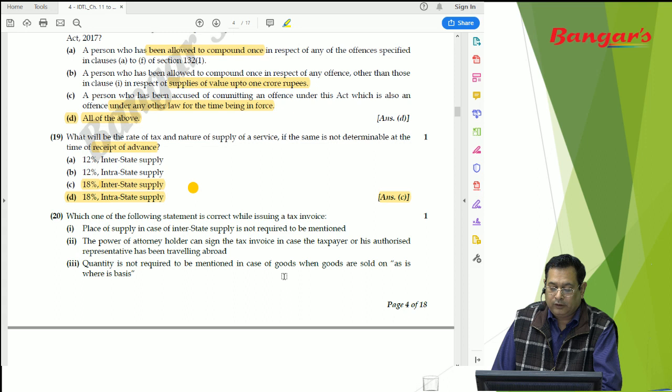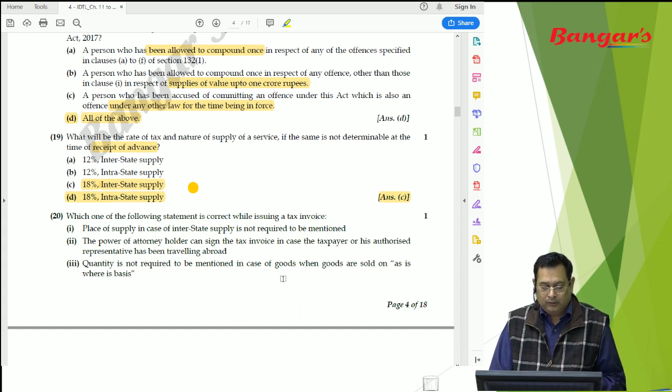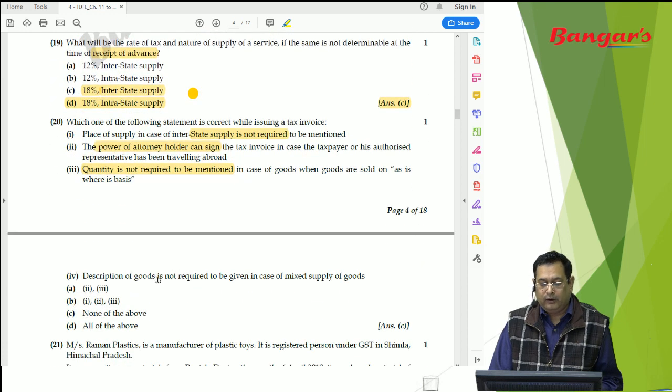Then, which of the following statements is correct while issuing the tax invoice? Place of supply in case of interstate supply is not required to be mentioned. This is false. A power of attorney holder can sign the tax invoice. This is also false. Quantity is not required to be mentioned in case of goods. This is false. And description of goods is not required in case of mixed supply. This is also false. So which of the following statements is correct? None of the above is correct. All statements are false.